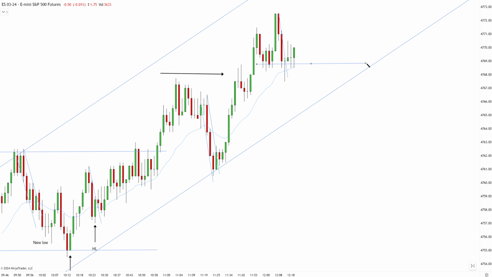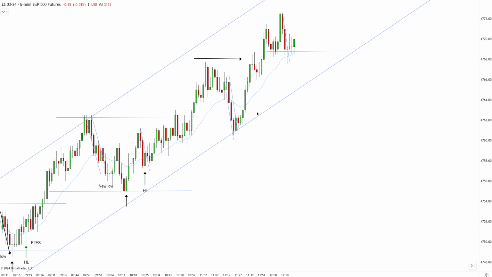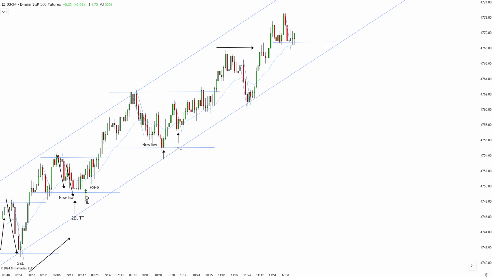Now this second entry long is not the best. This is more advanced because there is a big spike down, one leg, and there is a big chance there's going to be a second leg. But I'm not going to cherry pick. I don't like cherry picking. I'm going to mark this as a decent setup.